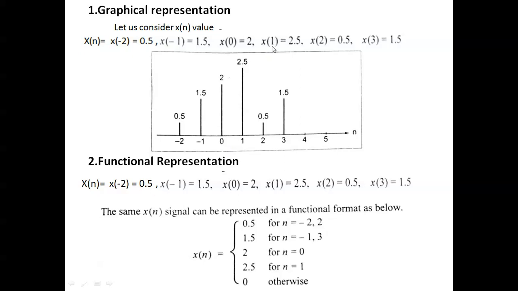So where is the value for n equal to 0? It is 2, here. The value 0.5 for n equal to minus 2 is here, and 1.5 is at n equal to minus 1. For 4 and 5 there is no value, that's why they put it as 0, which means nothing is drawn over here.